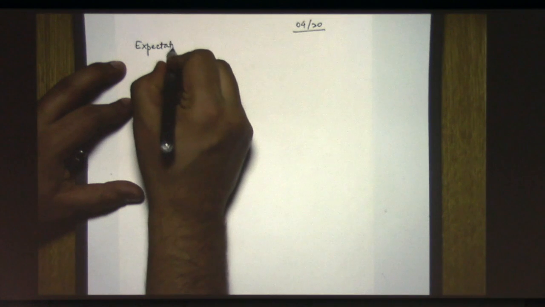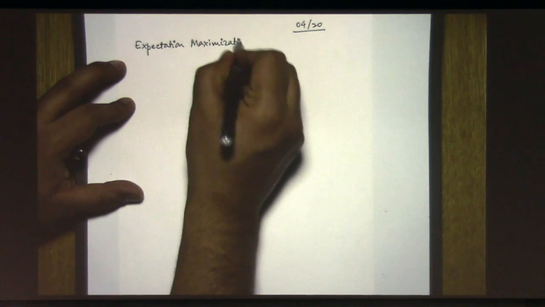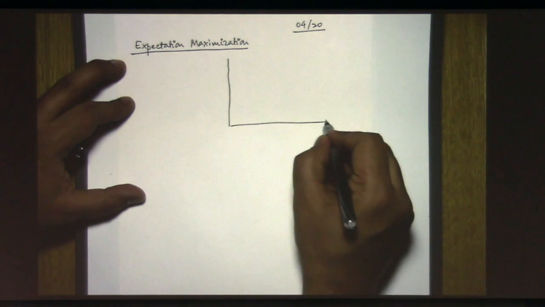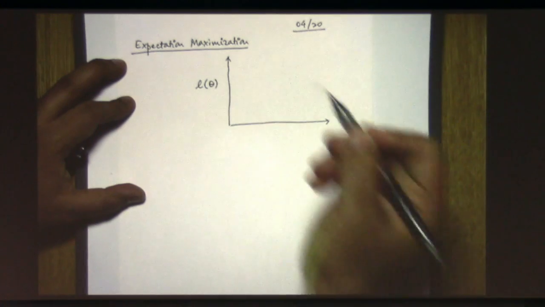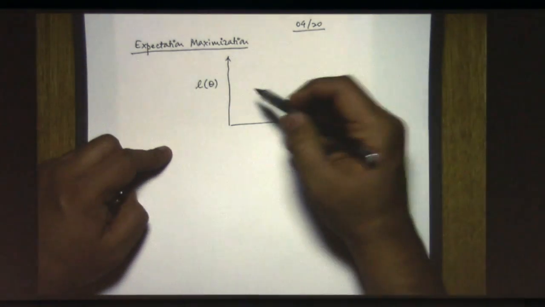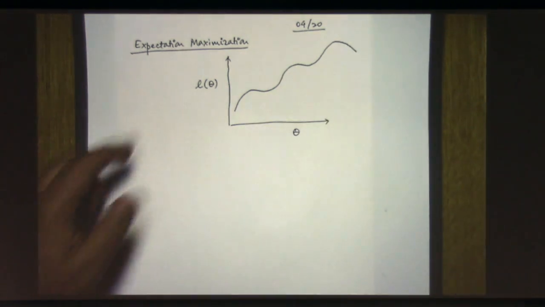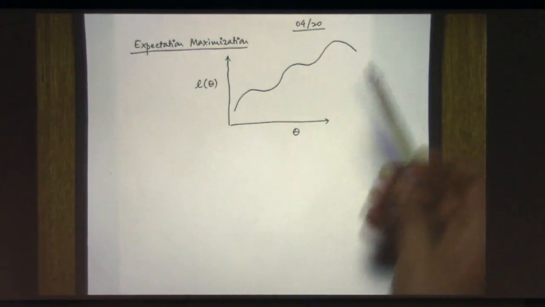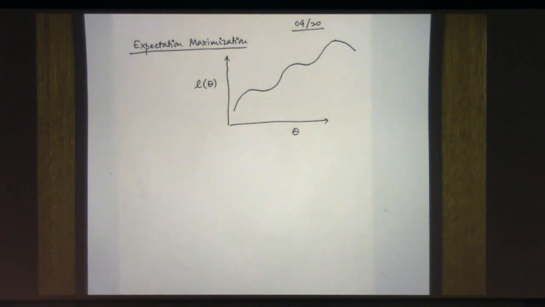All right. So expectation maximization. The idea is very interesting. Let's say you have some function, let's call it L of some parameters theta, and let the function look like this. We want to find the value of theta at which L of theta is maximum. That means that we want this value. So how do we get to this value?